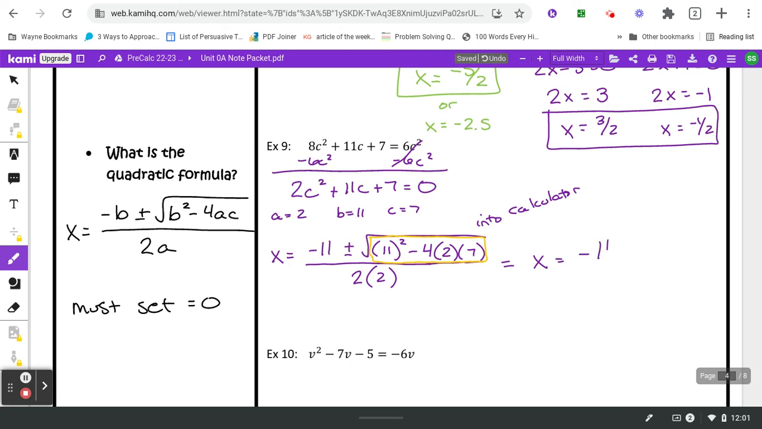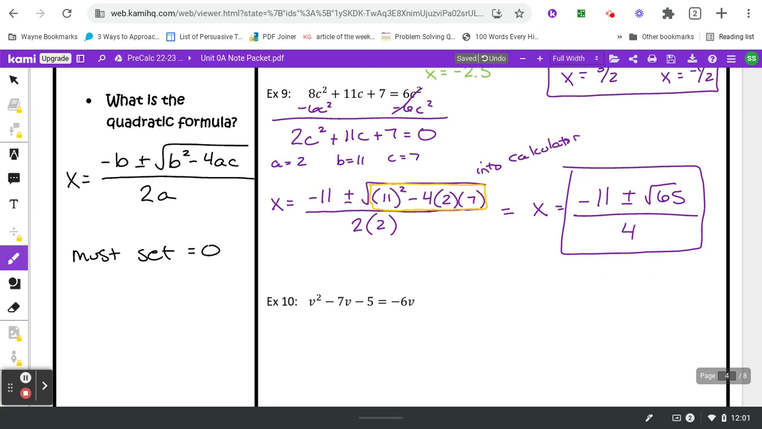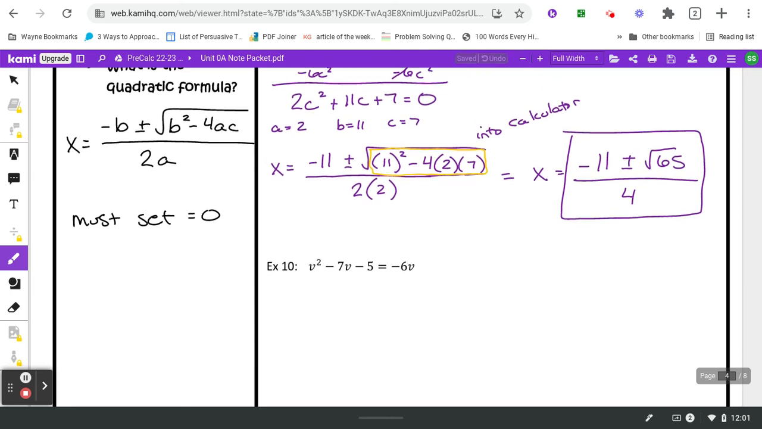So what we do is we would get negative 11 plus or minus. We're going to leave the square root of 65 alone. We don't want to turn it into a decimal. And then just multiply the denominator 2 times 2 to make 4. And here's our final answers. Remember, that is technically 2 answers because you have that plus or minus sign, just like we did on the front side with our square roots.